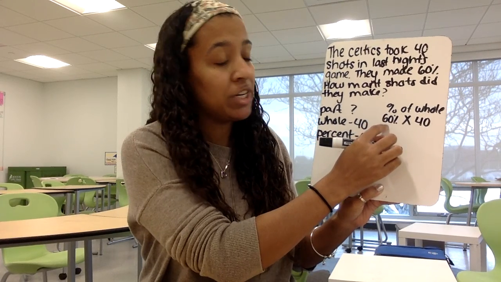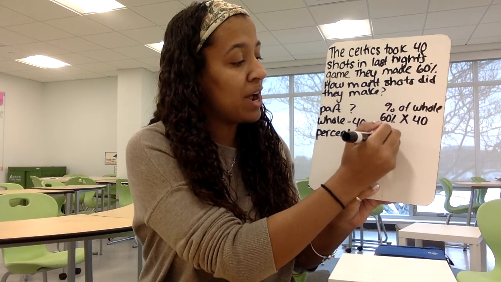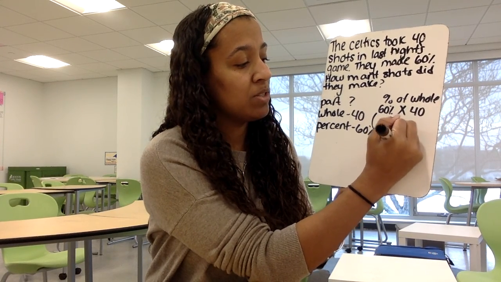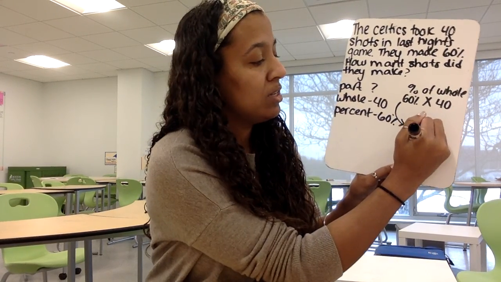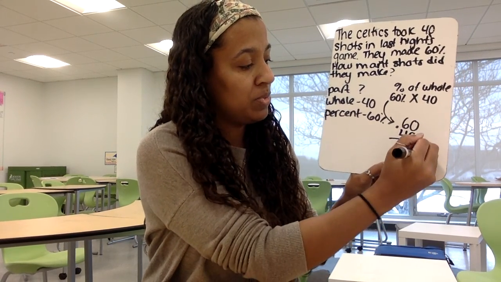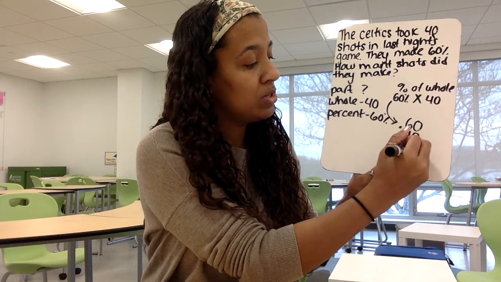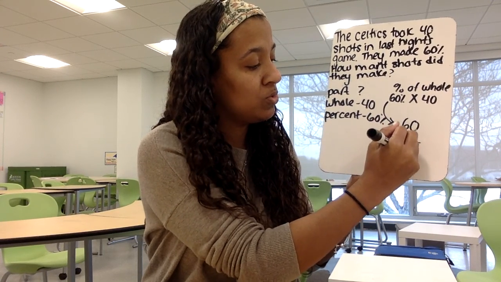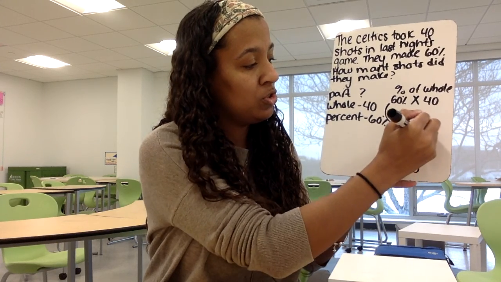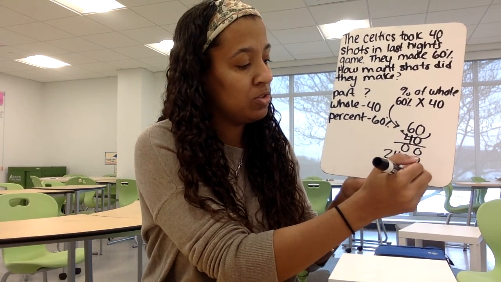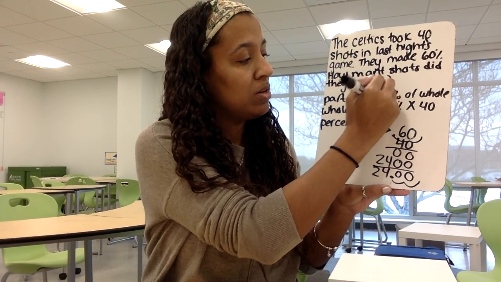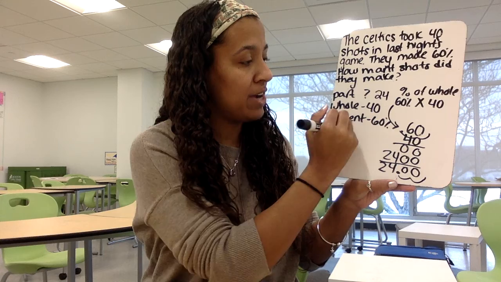Before we solve, we need to change our percent to a fraction or a decimal, and then we can multiply. So let's use a decimal. 60 hundredths times the whole, 40. Placeholder 0, 24, 2 decimal places. They made 24 shots. This would have worked the same with a fraction.